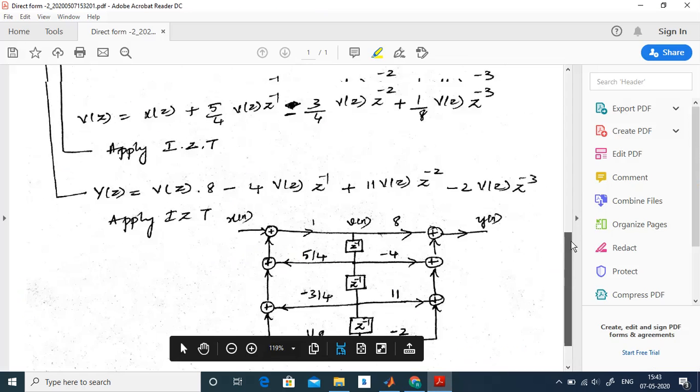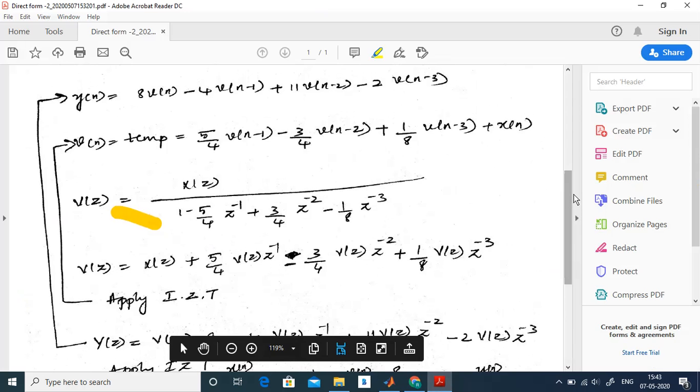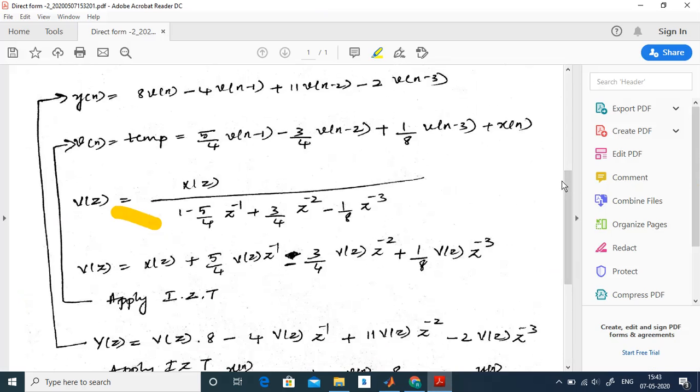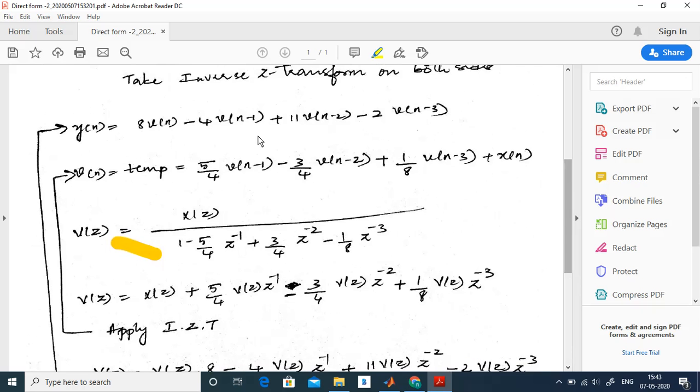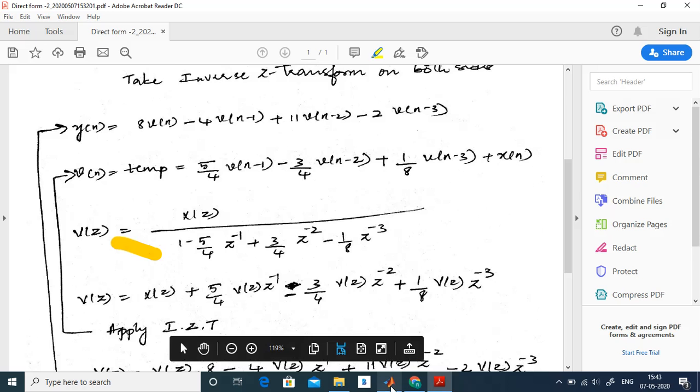So what is the formula for V of n? Temp is equal to V of n. It is 5 by 4 Vn minus 1. Where is Vn minus 1? Here. Vn minus 1 is same as V1. Similarly, this can be written like this. Temp is equal to 5 by 4 V1 minus 3 by 4 V2 plus 1 by 8 V3 plus input x. The same thing I have written here.